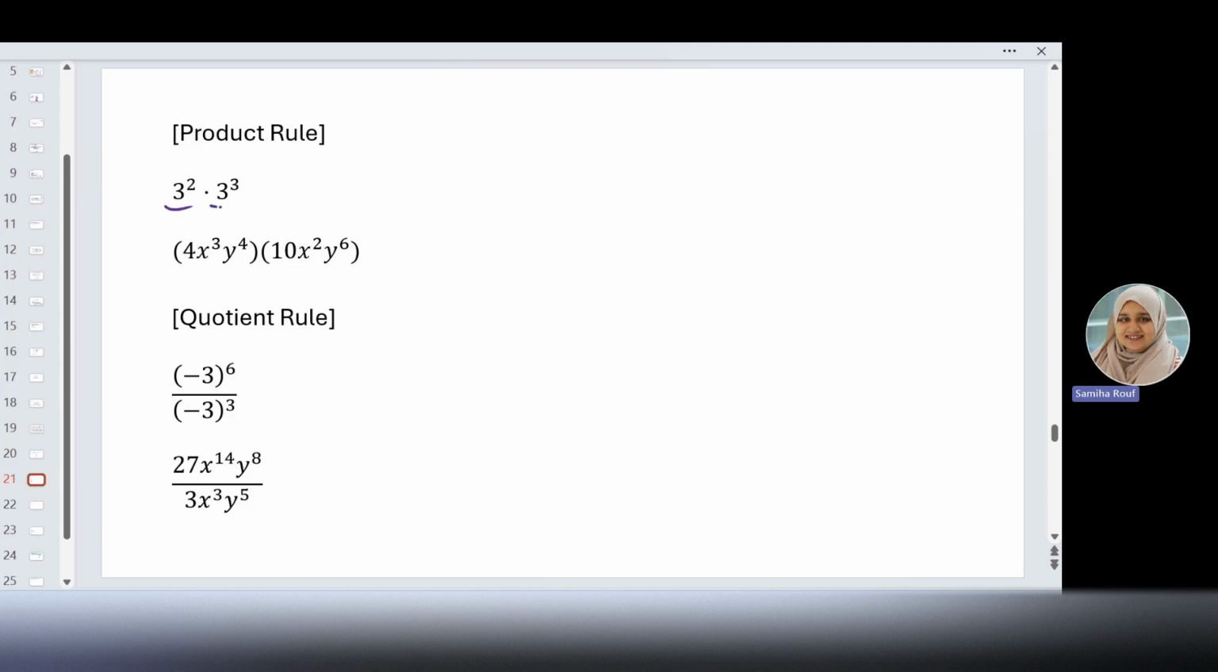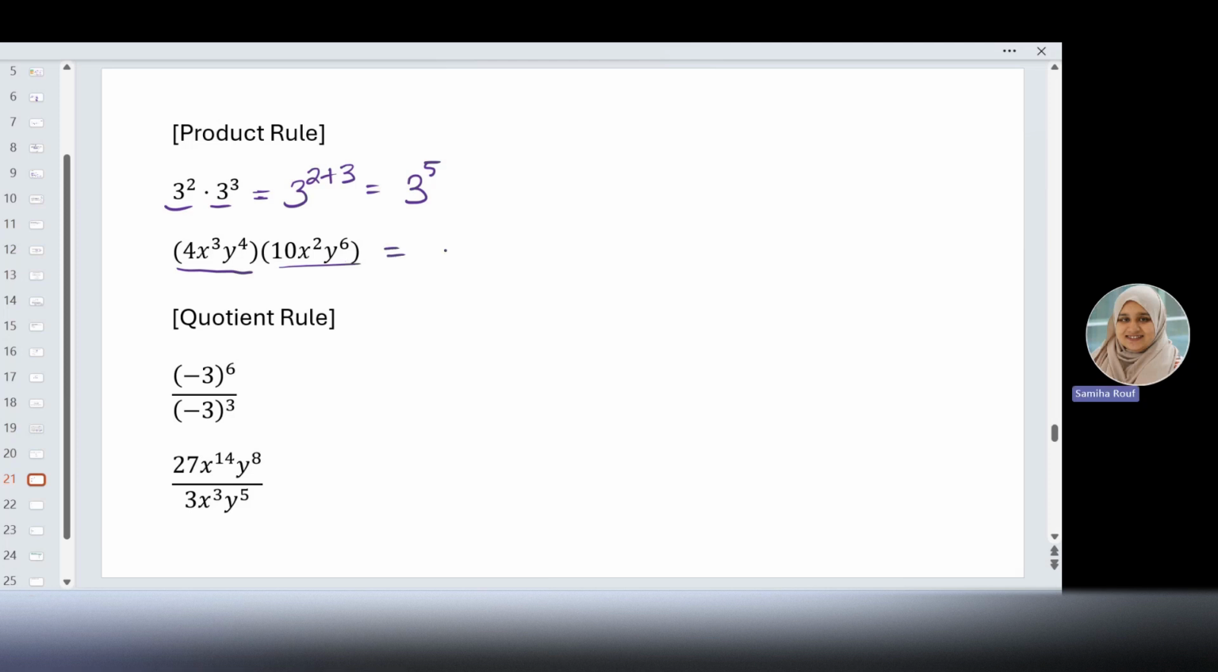So we have base 3 and they're being multiplied and they have different exponents. So I can add their exponents. So I'm going to have 2 plus 3, so 3 to the power 5. Now what if I have something like this?